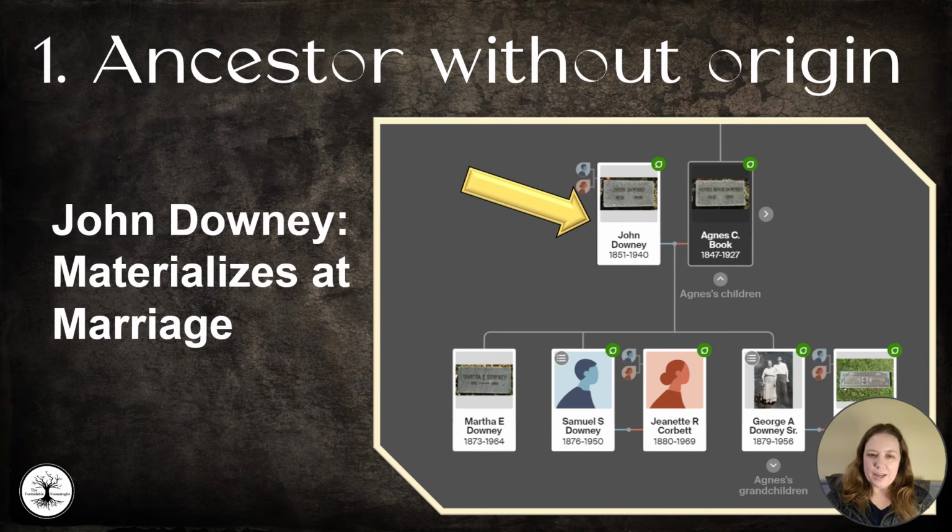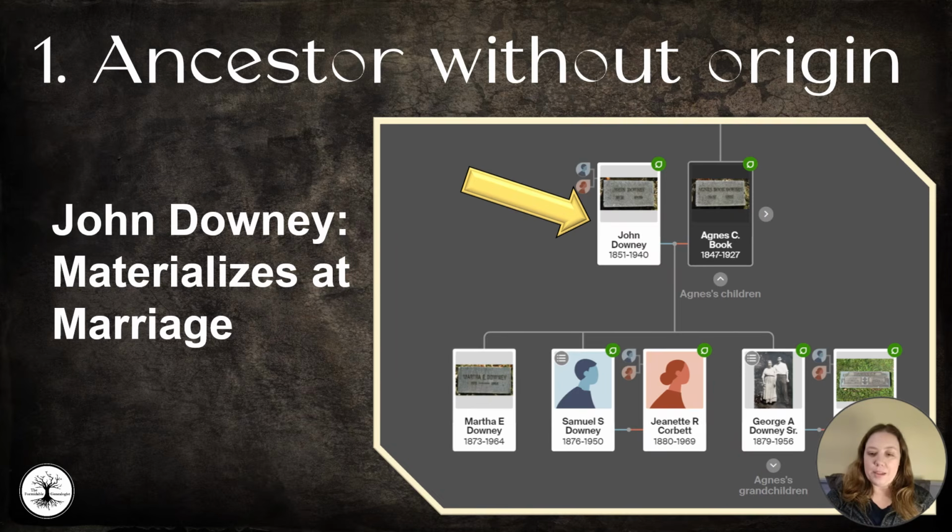Our first case study is an ancestor without origin. And that's very common. More often than not, it is a female, usually. That's the person that just shows up already married with children, and you have no idea where they came from because obviously there are a lot fewer records for females throughout history.